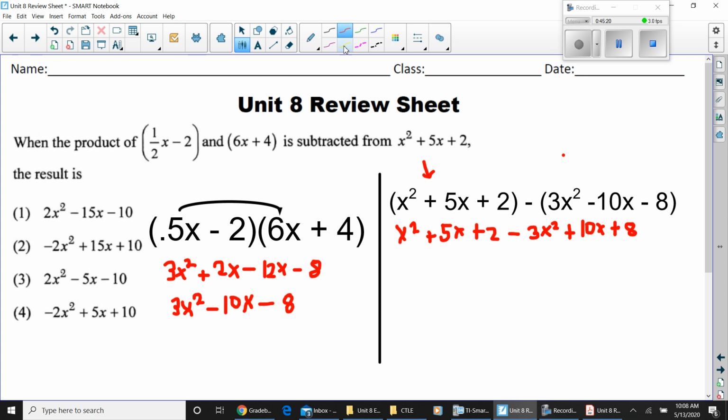Once you have everything lined up, you are ready to combine the like terms. You have negative 2x squared, positive x squared, minus 3x squared. I can cancel those out. I have 5x plus 10x is 15x. And I have a 2 plus 8, which is a plus 10. And I have number 2 as my answer.